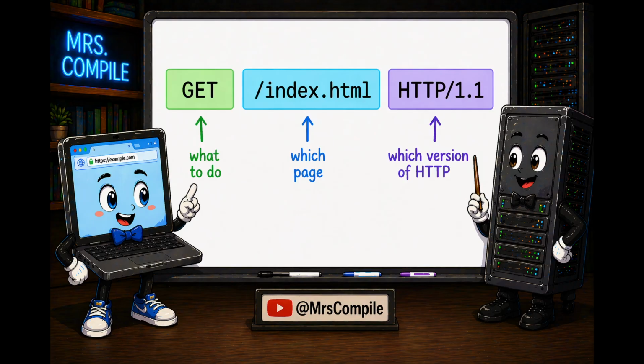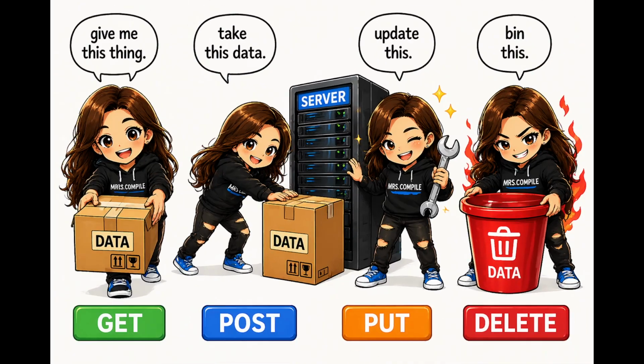Think of it like choosing the action before sending the message. Are we reading something? Are we creating something? Are we updating something? Or are we deleting something? The four common methods you'll see all the time are GET, POST, PUT, and DELETE. Let's go through them quickly.